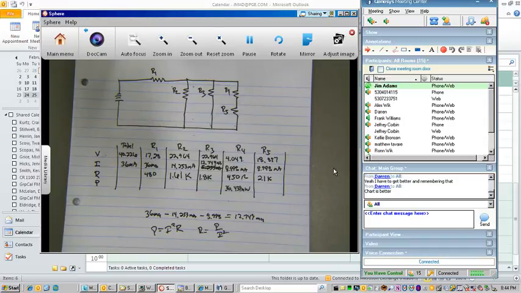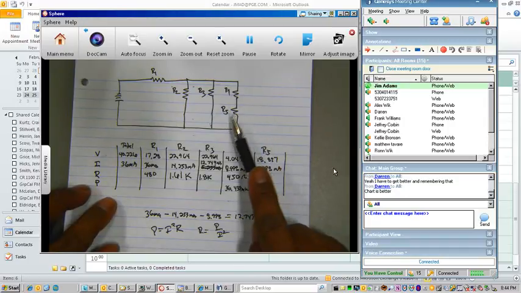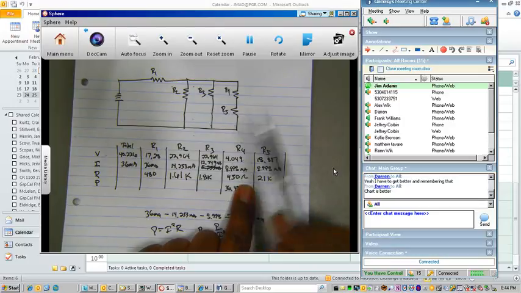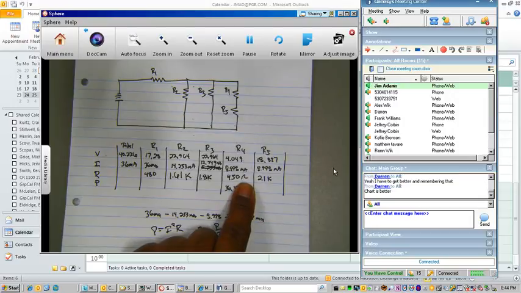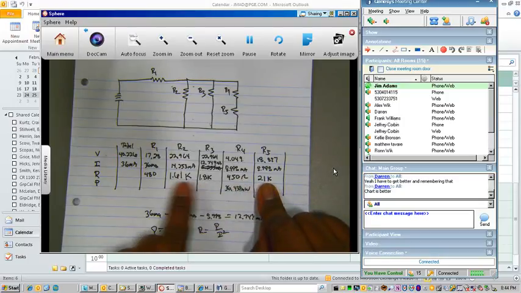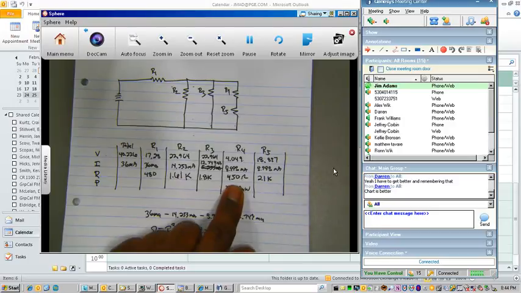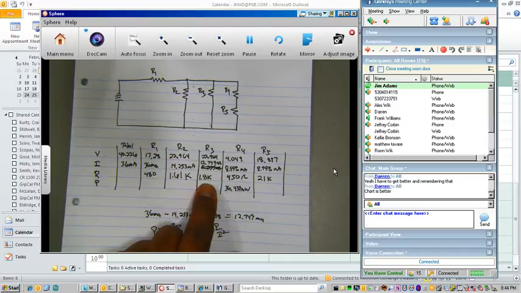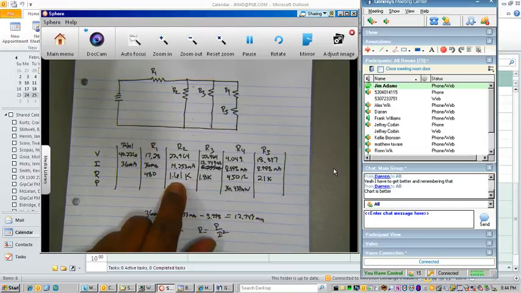Okay, what's left to do? Not much. How about the resistance of R2? 22.964 volts, 14.253 milliamps. So resistance is voltage divided by current. 1.61 K. Who said that? Cool. I did. All right.